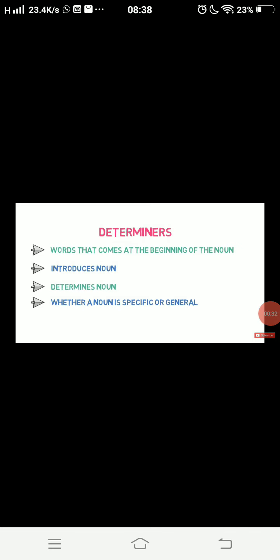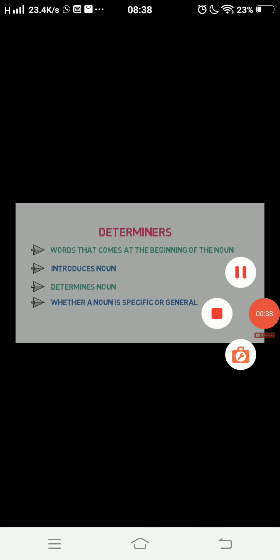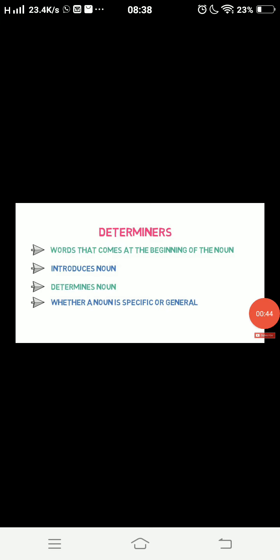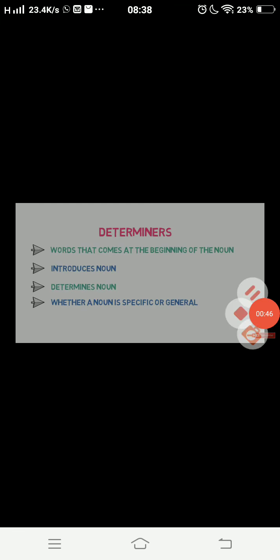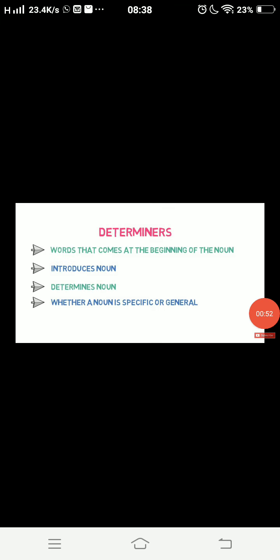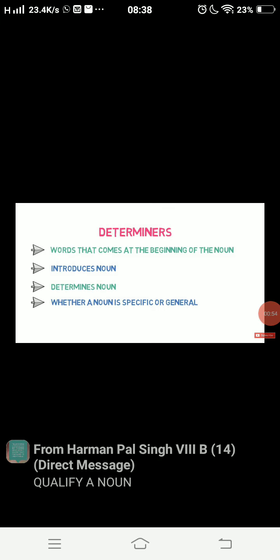See, determiners. What are basically determiners? Determiners, as I have told you yesterday also, they qualify the noun. They come at the beginning of a noun. They qualify the noun. You can say they introduce noun. They determine noun. And they tell that this noun is specific or general.